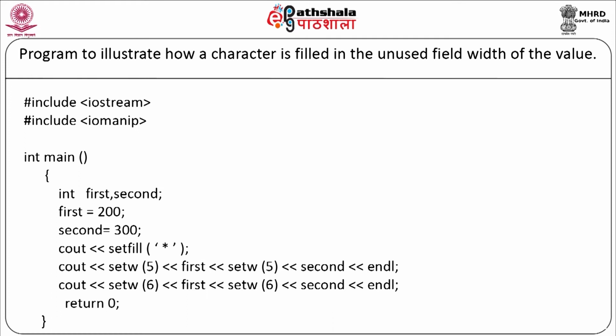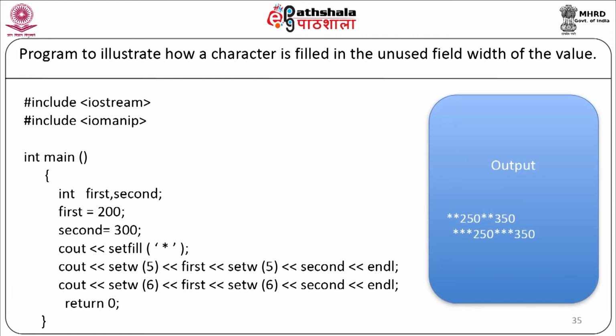Now when the above code is compiled and executed, it will produce the result as **200 **300 and then ***200 ***300. For the first output, the set width was 5 and for the second output, the set width was 6.